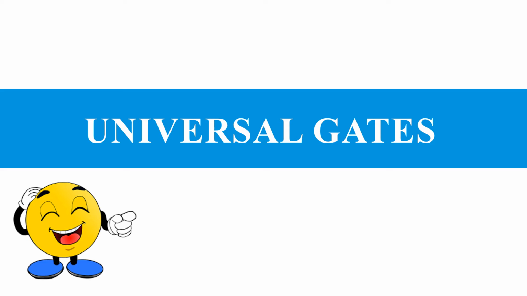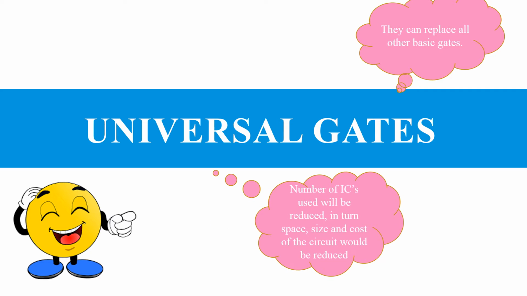Next comes your universal gates. What are universal gates? As you saw already, they are of two types, NAND and NOR. So those two gates we call universal gates. And also we mostly prefer universal gates more than your basic gates. First we will see what universal gates are and why the name. They call it universal because they are able to replace all your basic gates. That's the reason. And why we prefer them: in a circuit the number of ICs used will be reduced.